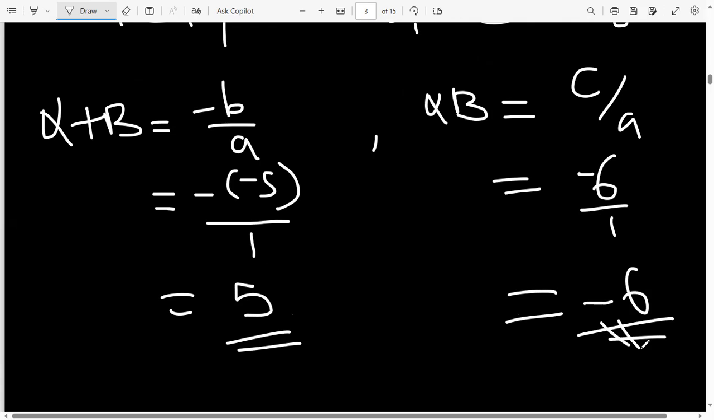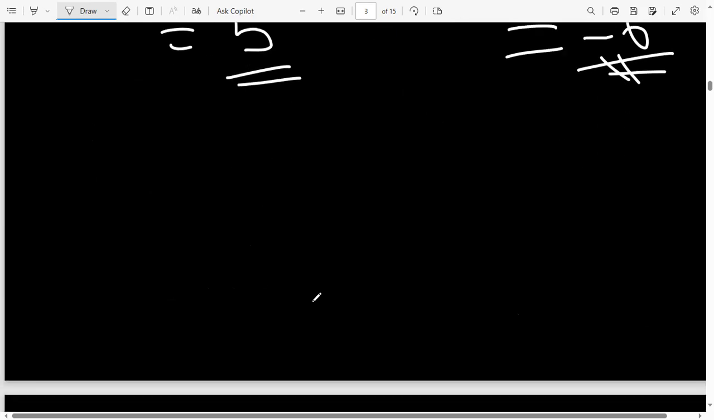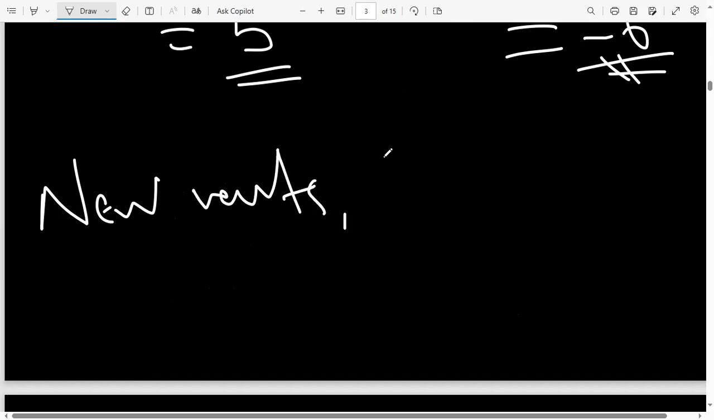Okay, so now once you get your sum and your product, you're going to get the two given roots, which are the new roots. We've been given that the new roots are 3 over alpha, comma, 3 over beta. Using these new roots, we are going to find the new sum and the new product.